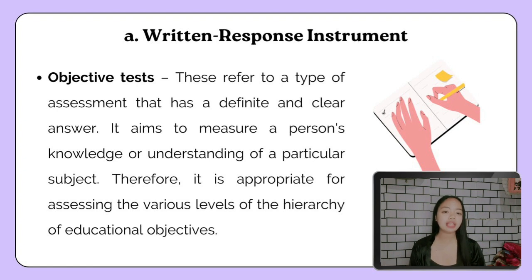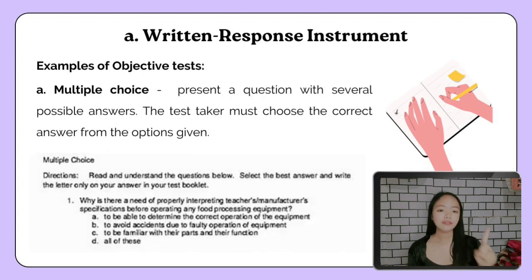The most common types of objective tests include multiple choice, fill in the blank, matching type, and true or false questions. These types of questions are popular because they are easy to grade and provide an unbiased evaluation. First, multiple choice questions present a question with several possible answers. The test taker must choose one correct answer from the options given.